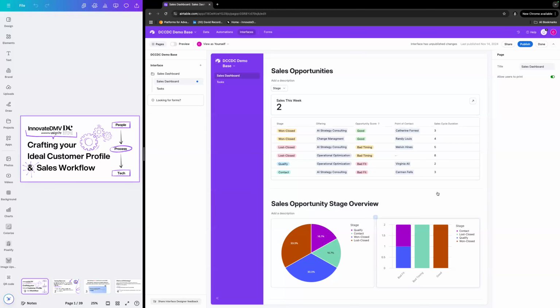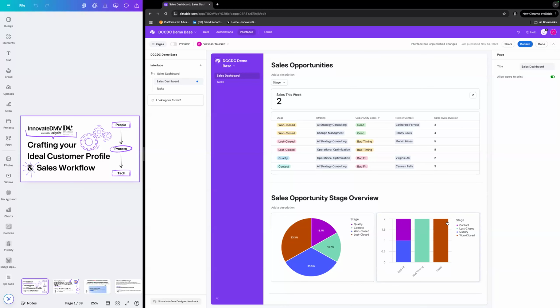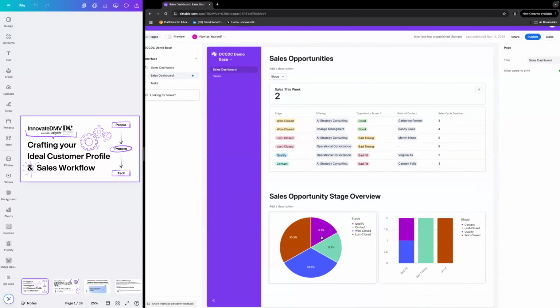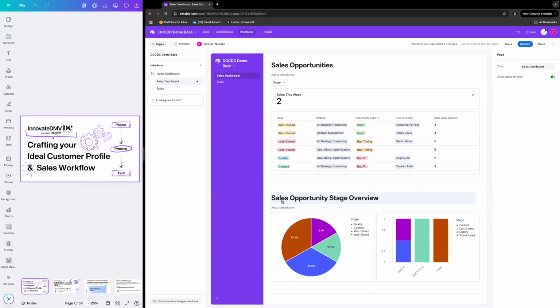So I could look at the average of how long it actually takes me to sell to a customer. And if you look down here, I created this sales opportunity stage overview so I can see what percentage of each stage my current deals are in. So like 33.3%, I have an equal amount that is won and lost. That's not that great. But I might want to look at this to better understand which ones are won and why, and which ones are lost and why. Maybe I shouldn't be spending time with these people. Maybe I should be spending double the amount of time with these people.